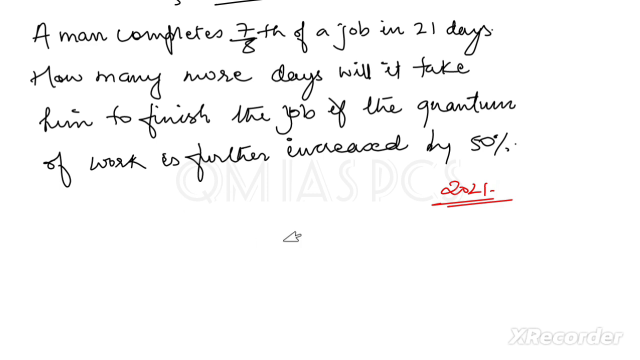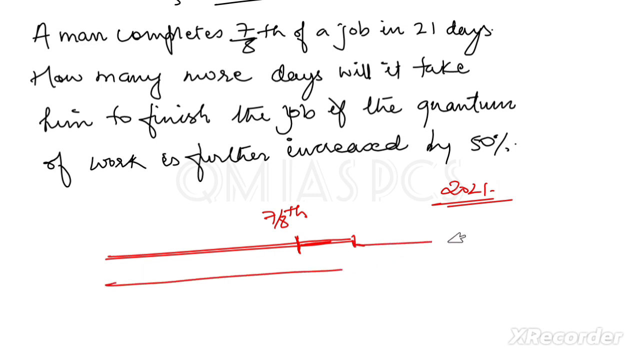Like this is the work, like this is the racetrack. I'm just giving you an example: this is the racetrack and that person has completed 7 by 8 of that path. Suddenly this racetrack is increased by 50%. Now this is the total track. Till this point it takes 21 days. So how many more days will it take him to complete this part? Got the question? Now try yourself.